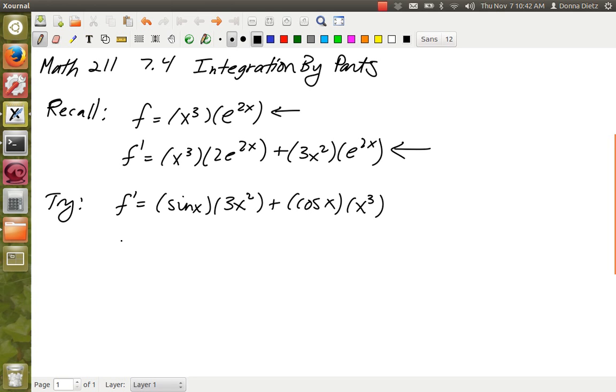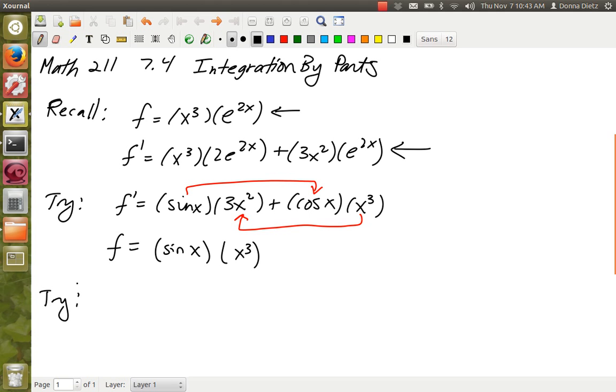Let's see. So I'm looking for something that's something else's derivative. Derivative of sine is cosine, so I kind of think of this. Derivative of x cubed is 3x squared. So I just use sine of x and x cubed. Okay, so I'll try another one.